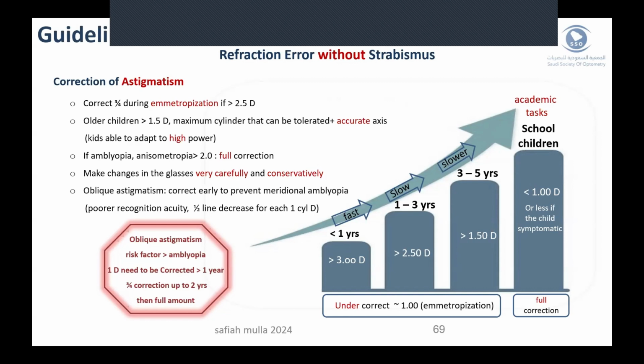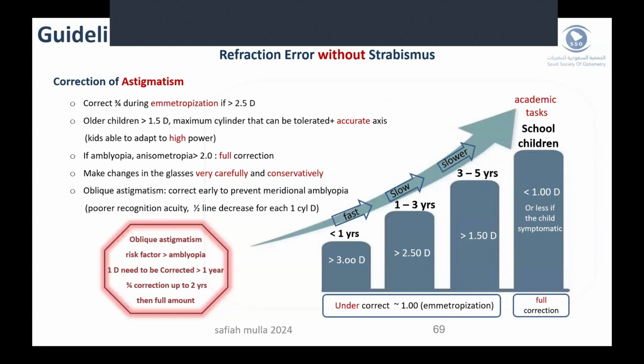If the kid comes to you and you find that he was wearing glasses with an axis of, let's say, 15, and then you find that he needs to be around axis 17, then you have to be careful in changing this, because they are very sensitive to the change of the cylinder and axis of the astigmatism. If you have oblique astigmatism, that's a very urgent or serious thing, because it's an amblyogenic risk factor. So you have to correct early to prevent meridional amblyopia.